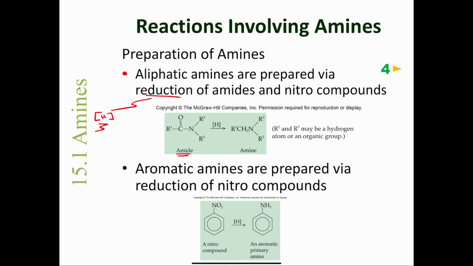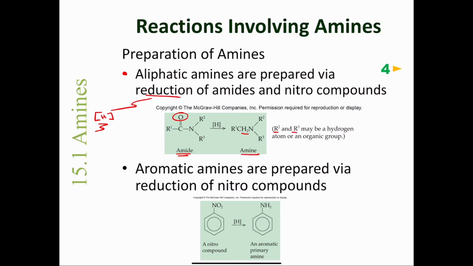And so when we add hydrogen to that amide, not only do we gain 2 hydrogen atoms, but we also lose this oxygen to produce an amine. And it says here that, of course, the R2 and R3 may be a hydrogen to produce a primary amine, or it could be an organic group. So this would work to produce a primary, secondary, or tertiary amine.